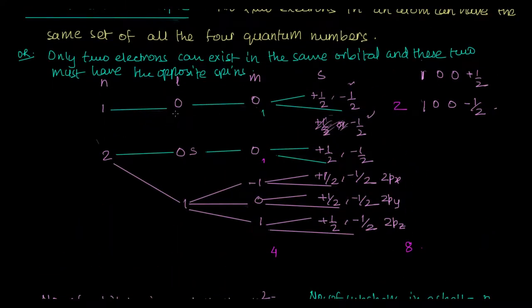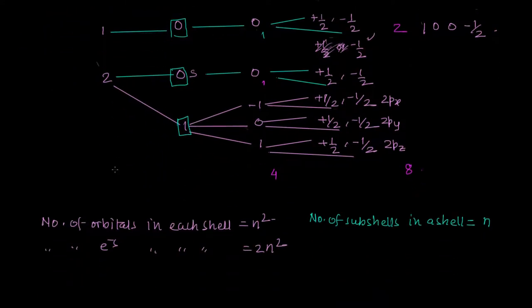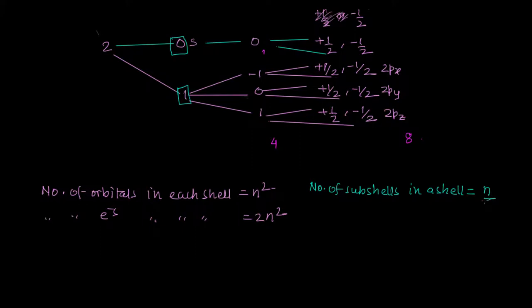Here there is one, right? Here you have two. In the third shell you have 0, 1, 2, so N subshells. How many orbitals? N square. How many electrons? 2N square. Don't ever get confused, they all have different connotations.